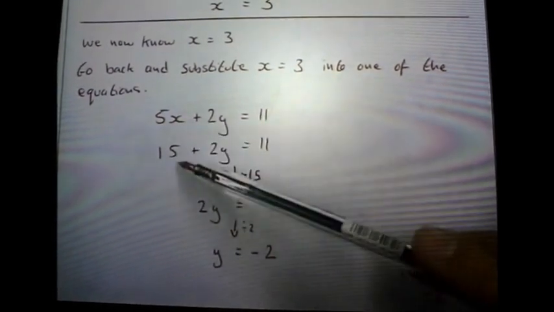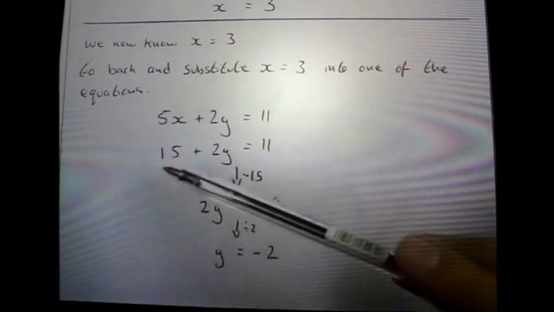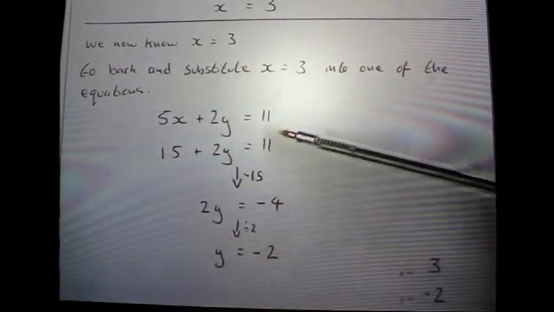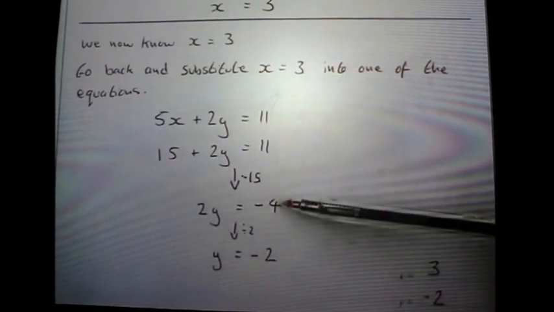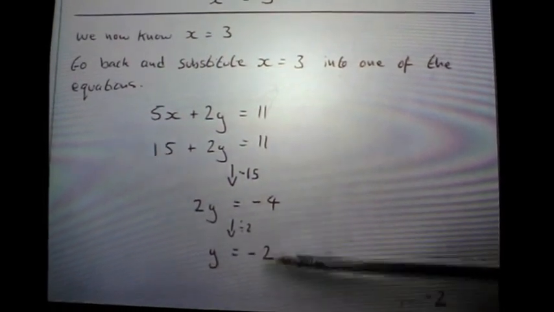Well, I now know 5x is 15, because x is 3. So 15 add 2y equals 11. We're just rearranging it to get y on its own now. Take 15 off both sides, so 2y is minus 4. Divide by 2, y is minus 2, and that is your answer for 4 marks.